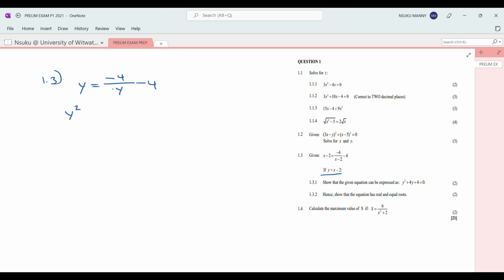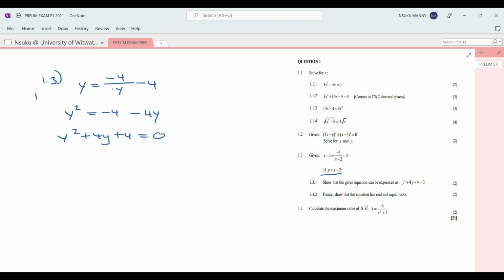So we have a y squared on this side, minus 4, minus 4y. And then we're going to take this to the other side. We have y squared plus 4y plus 4 is equal to 0. So that's your full 2 marks right there. We're able to express it as that.